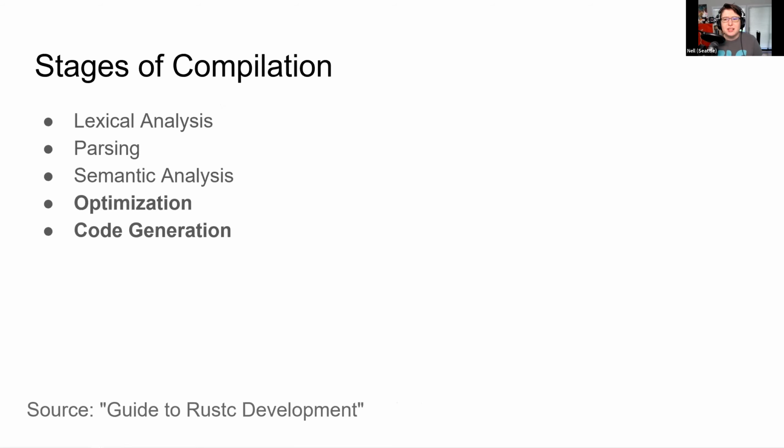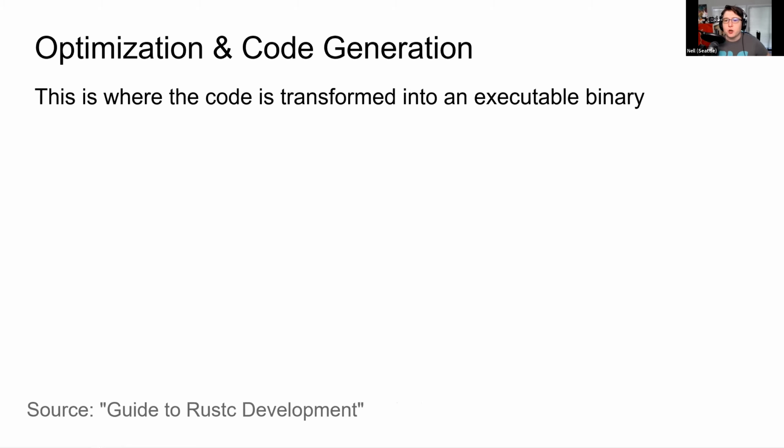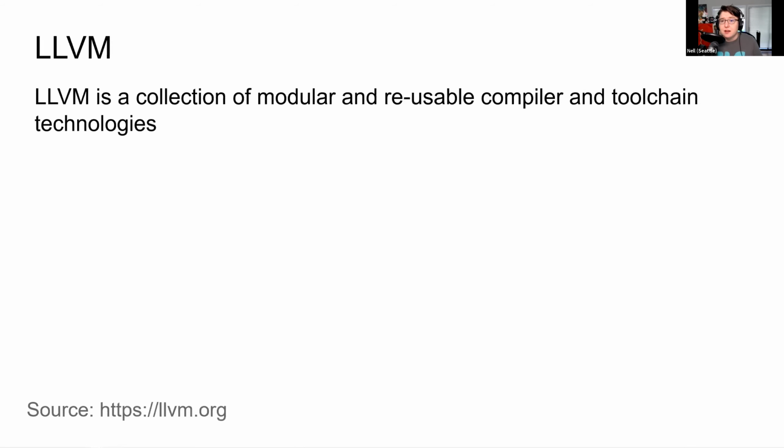But for now, let's focus on these last two stages of compilation: optimization and code generation. These stages are where the code is transformed into an executable binary. And in the Rust compiler, we use LLVM to do this for us. LLVM is a commonly used collection of modular and reusable compiler and toolchain technologies. The Rust compiler uses it to further optimize the code and generate the machine code to run it.